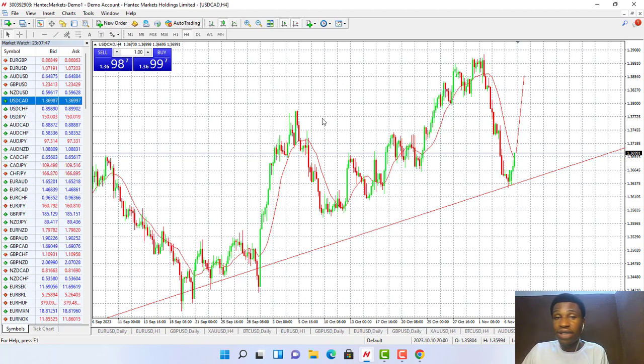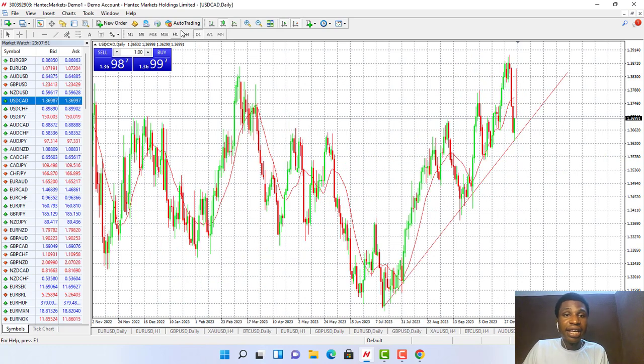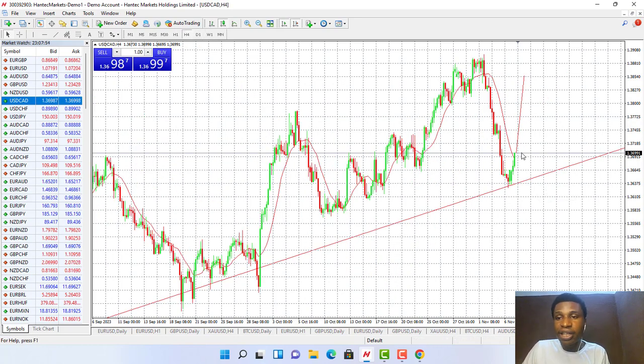So that's it for USD CAD. Our buyers for USD CAD for 7th November is still a buy, except it breaks this trend line. When it breaks this trend line to the downside, you can now think of shorting the market. But for now, since the market is still in the trend line, only buy the market and nothing but buying the market, right? So quickly move to our CAD JPY.